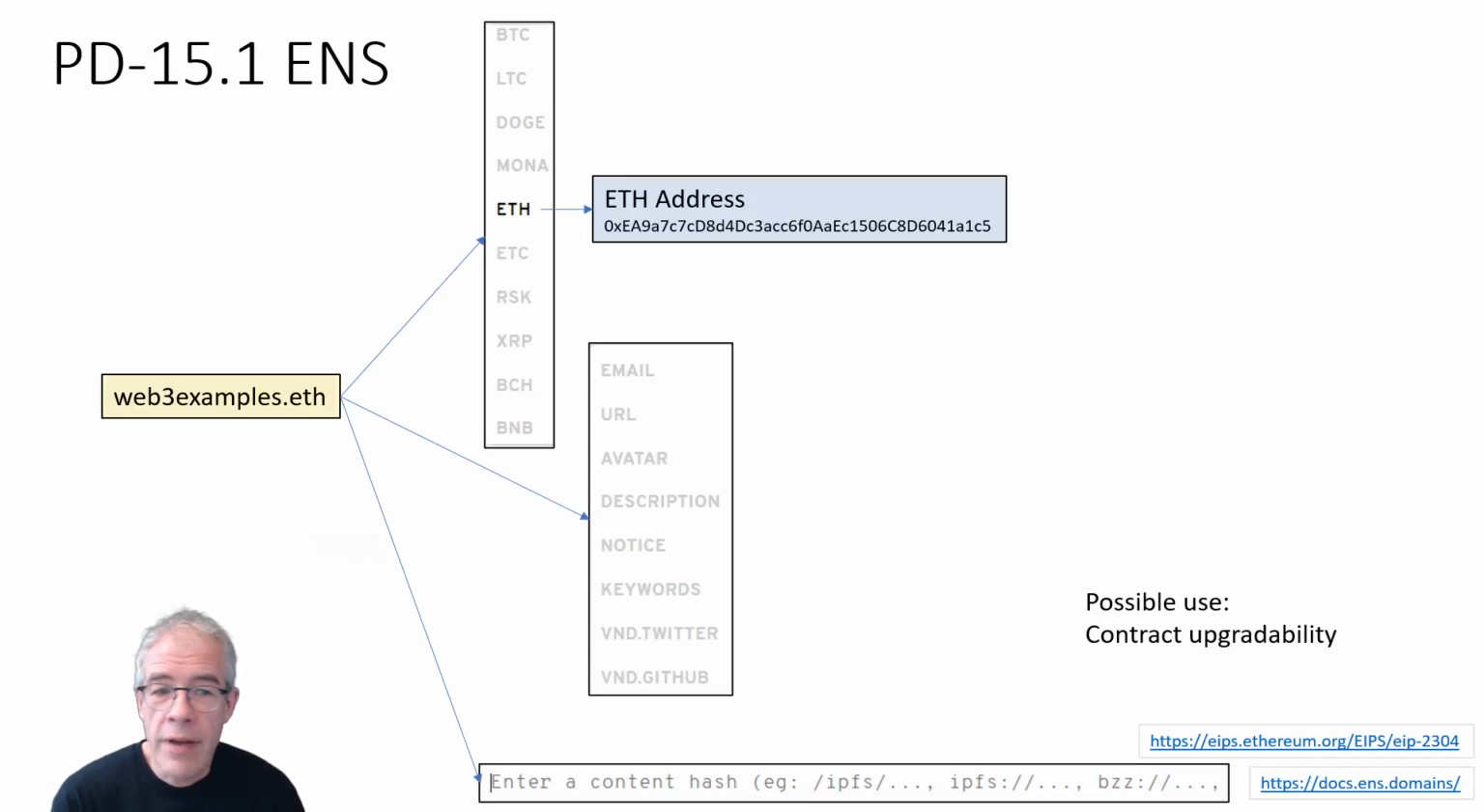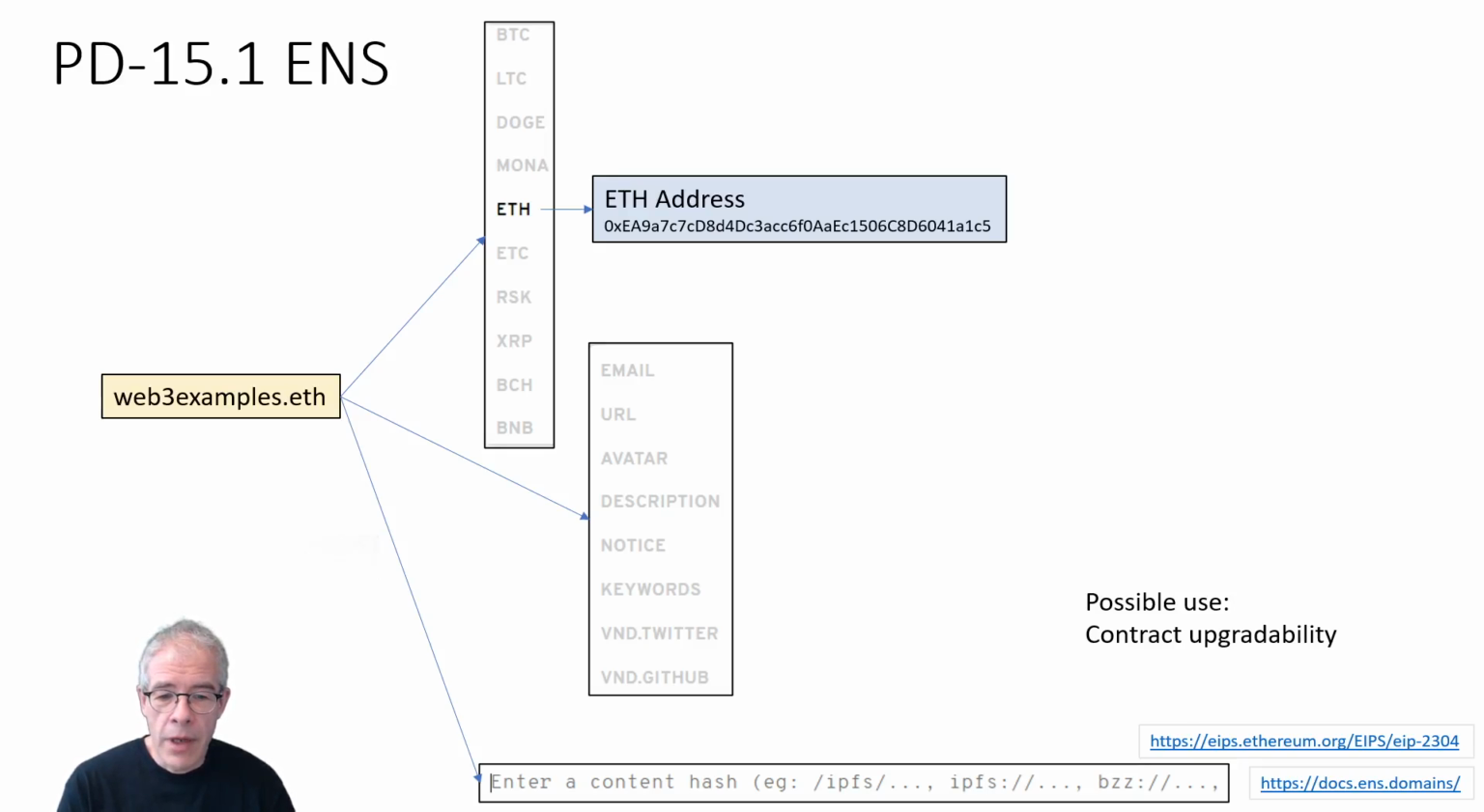We are going to have a look at the Ethereum Name System. It's sort of like the domain name system on the internet, and it's a way to connect names to Ethereum addresses. And actually not only Ethereum addresses, but to the name you can also connect lots of other things.